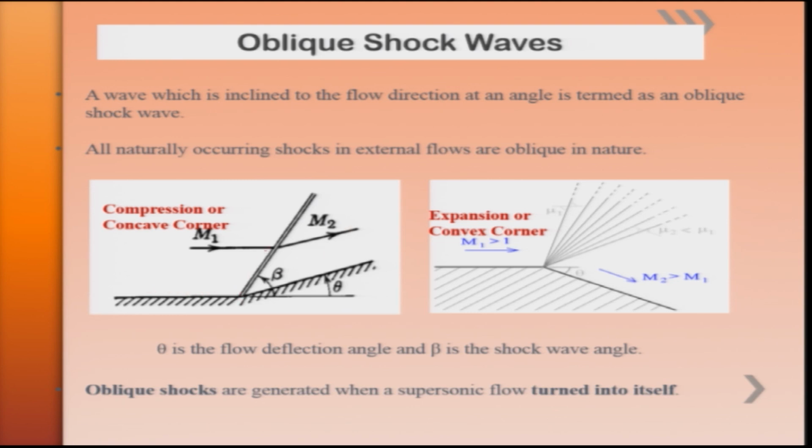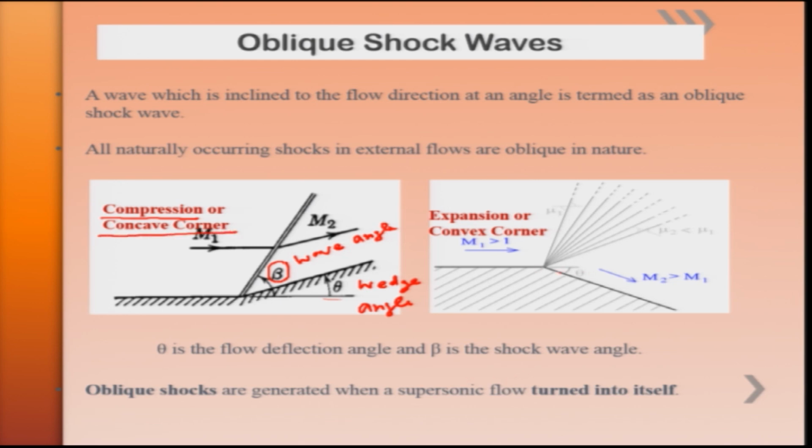We have seen that an oblique shock wave forms something like this, where this wave is standing from the upstream direction at an angle of beta, which is called the wave angle. When the flow turns into itself, an oblique shock or compression waves are formed, and this kind of corner where this happens is termed a concave corner.